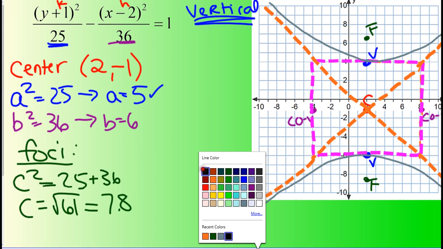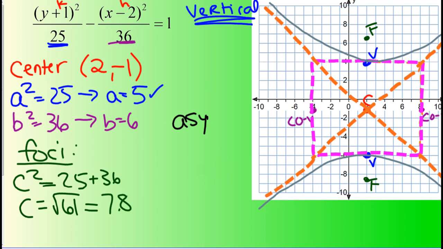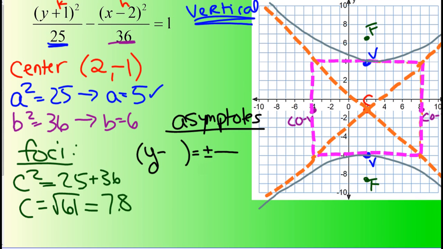Let's write the equations of our asymptotes. Remember, we're going to have some framework. It's going to be y minus k equals plus or minus a fraction, and then x minus h. We can go to the picture of the graph and figure out the fraction. The center we can actually just plug in. The center is (2, -1). Remember, the 2 is going with the x. The -1 is going with the y.